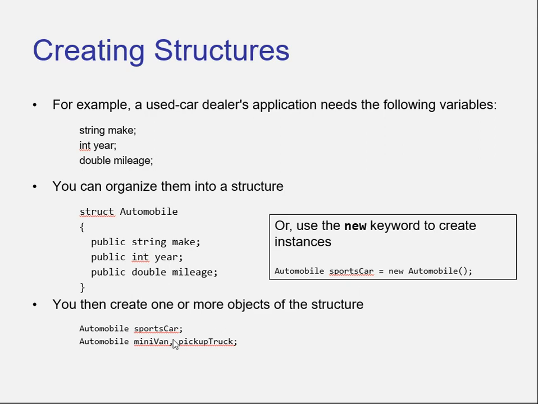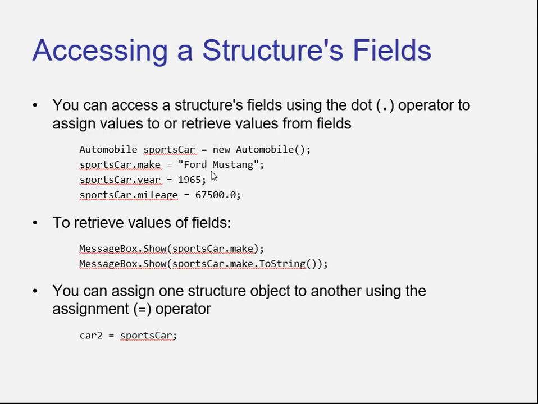So what we can do now is utilize these fields to hold on to information. And again, we could create multiple instances of this structure. Instead of one automobile, we can create an instance for a sports car, or we could create an instance for a minivan or a pickup truck, or any kind of vehicle that this car dealership might need to store. So here's a sample of how that might look.